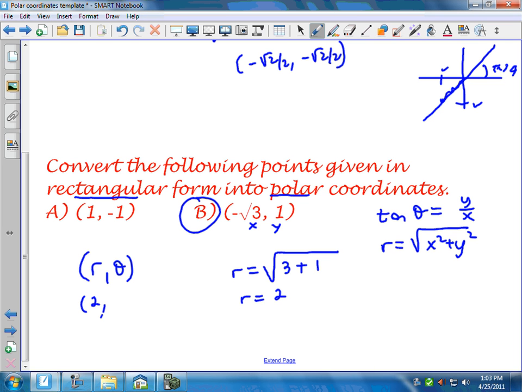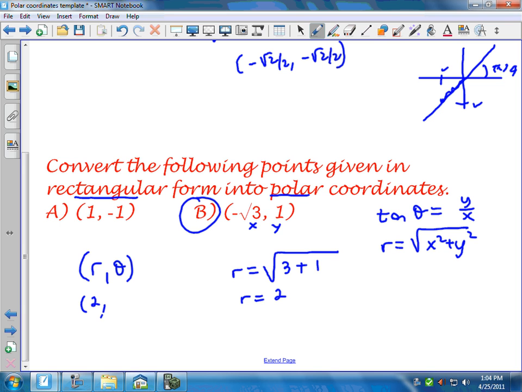Is anything wrong with me on this one? Because again, some of you have never seen it before. Some of you may have some familiarity. So please stop me if I'm going too fast on any example. All right, everybody agrees on r equals 2? Okay, how about the angle theta?